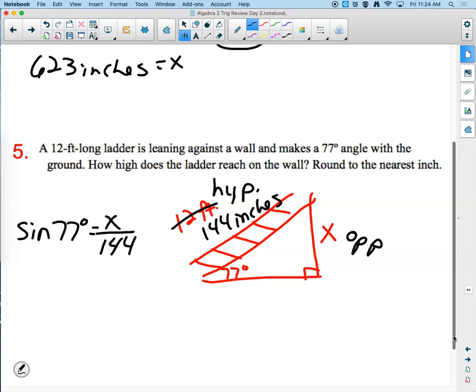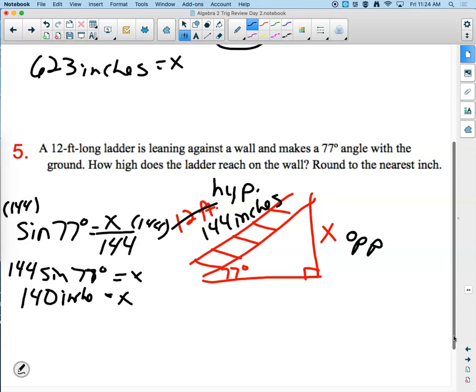So how do we solve it? Exactly. Multiply both sides by 144. And then we grab our calculator and we punch it in. And this one was nearest inch as well. So about 140. And there it is. So pictures, big deal when you're talking about trig.